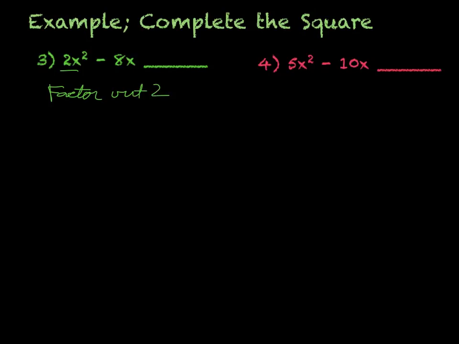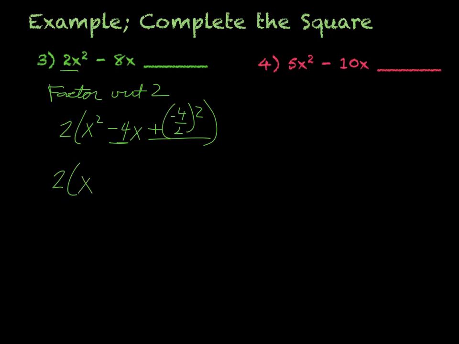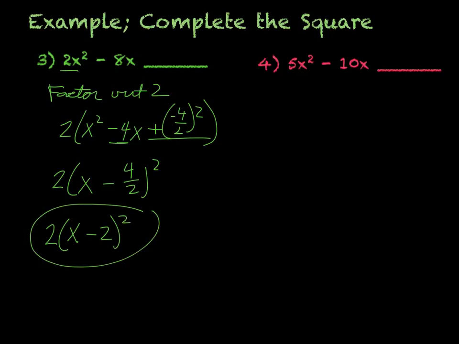So when I factor out the 2, I have 2 times x squared minus 4x, and then my blank. So that's where I'm going to add. Now my b is actually going to be a negative 4. So negative 4 over 2 squared. And then my completed square is going to be 2 times x minus 4 over 2 quantity squared. And then I simplify, 2 times x minus 2 quantity squared. So you need to start by factoring out.